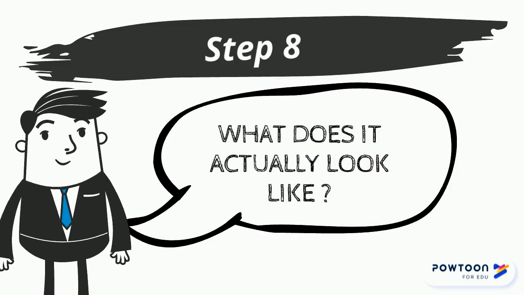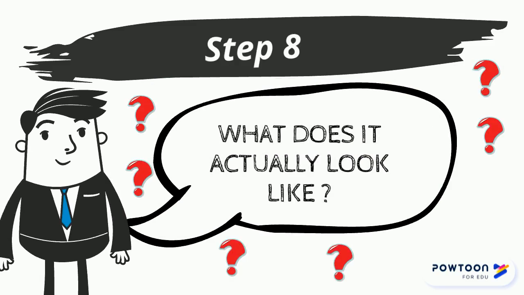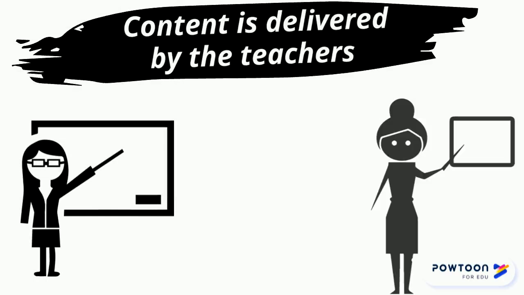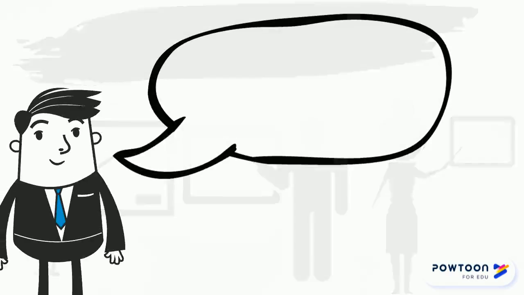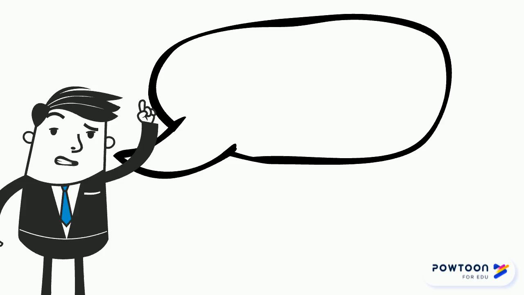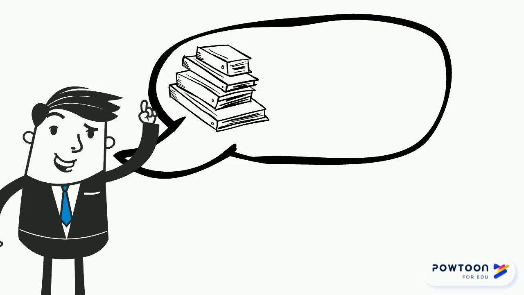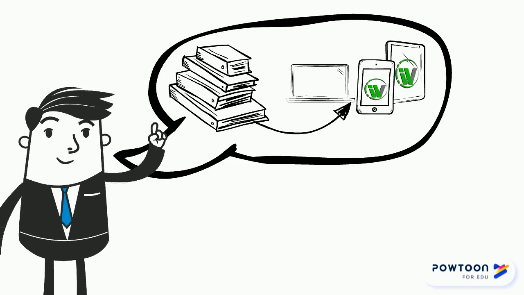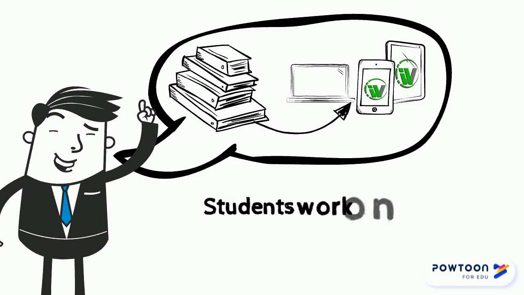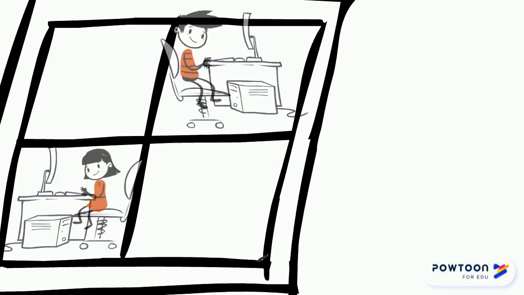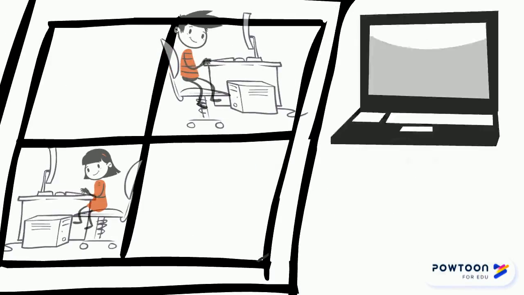So what does it actually look like? The traditional model has students attending school, where the content is delivered by the teachers, and then students go home to work on problems as their homework. Here, we are getting rid of this model and replacing it with a flipped model. In the flip model, students work on problems when they are at school, and when they are at home, content is delivered through the IWIS app.